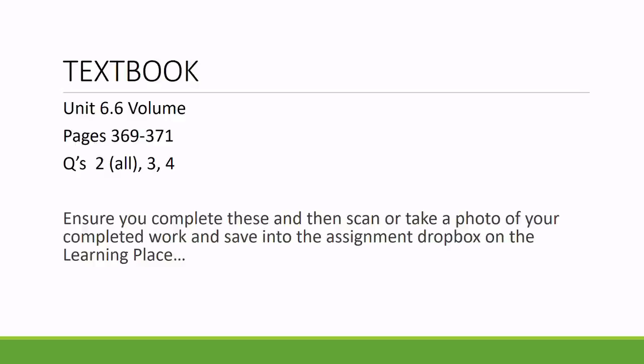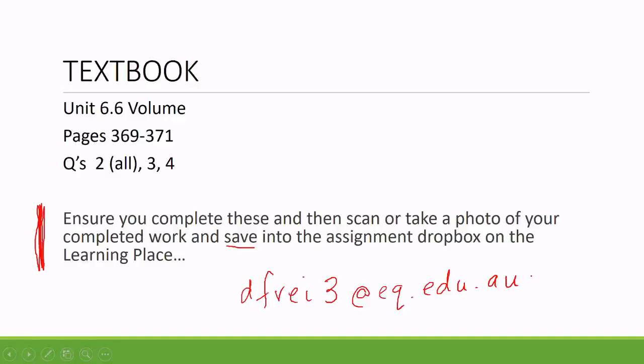Either way, you'll notice here that I do have a little note for you. It says, could you please complete the work? And once you have, could you please scan or take a photo of it so that I can see what you've done? Now you can either save that into the assignment Dropbox that's in our online classroom, our eLearn classroom on the Learning Place, or you can email it to me. Okay, now my email address, if you haven't already seen it, it is on our eLearn classroom, but mine is dfrei3, and obviously then at eq.edu.au. Right, and you can email me a copy that way.